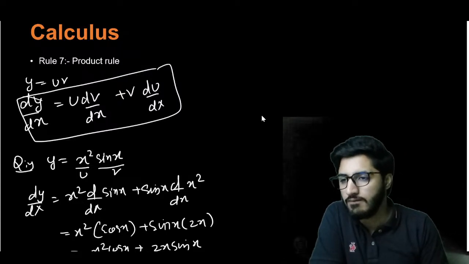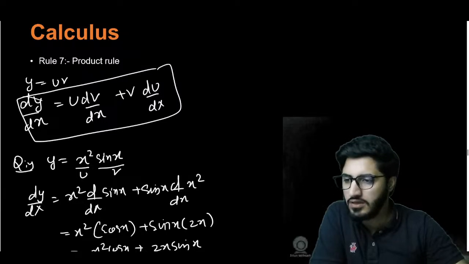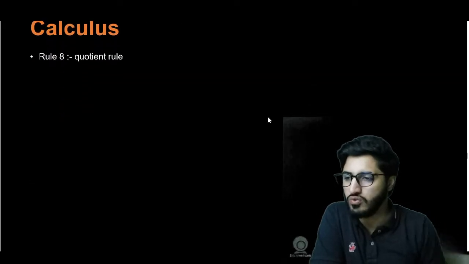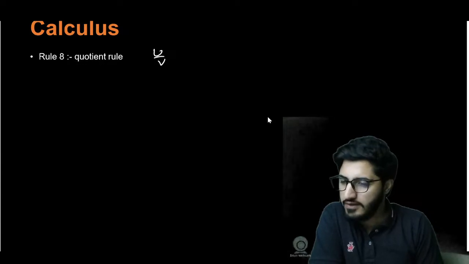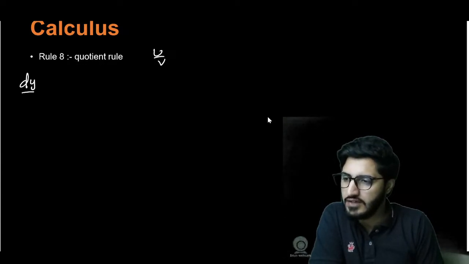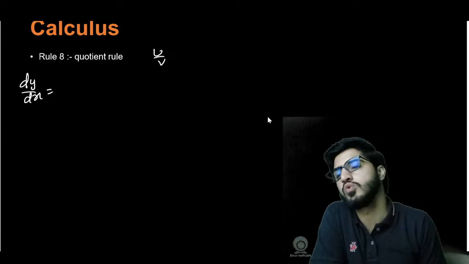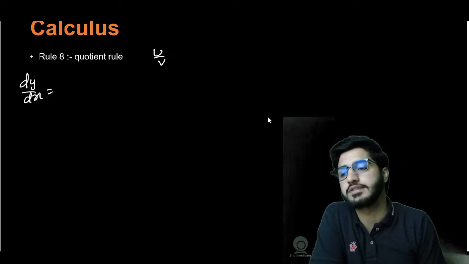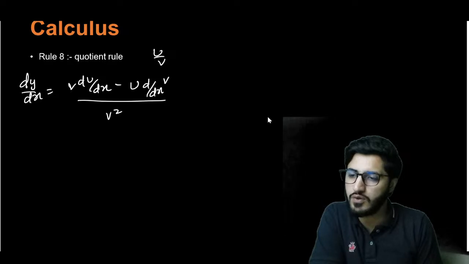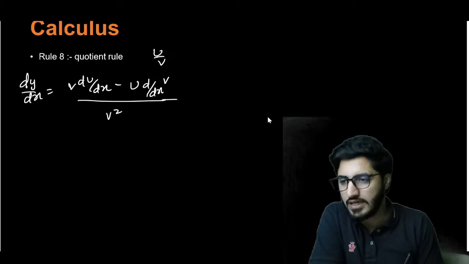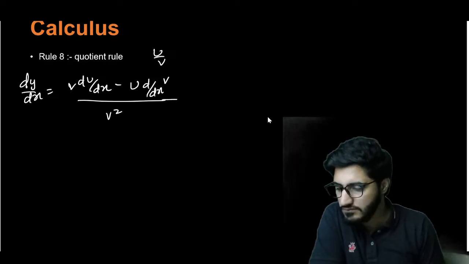Okay, perfect. If we are having the quotient rule, that means a function in u by v form, how can we do the differentiation of it? dy by dx. But remember, u and v both should be functions of x. So I can write it as v square in the denominator, and in the numerator v times the differentiation of u with respect to x minus u times the differentiation of v with respect to x. This is my standard form of it.